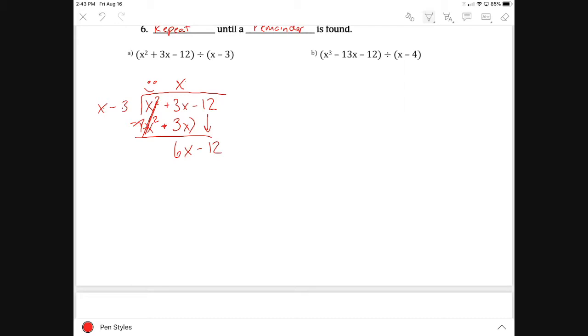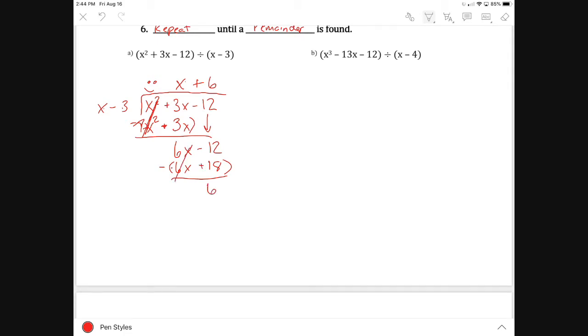Okay, so now we're going to do the same thing. So how are we going to get 6x from our numbers? Well, we're going to add 6. Because 6 times x is going to be 6x. And then 6 times negative 3 is going to be negative 18. So again, we've got to distribute that negative sign in. And we're going to get negative 6x plus 18.